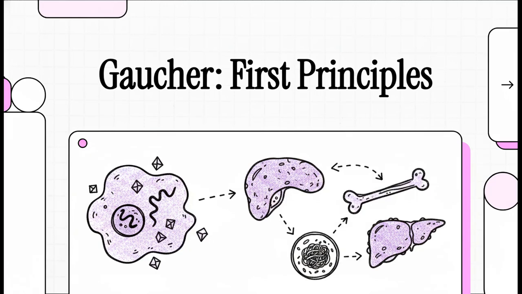Welcome to This Explainer. Today, we're putting on our medical detective hats. We're going to uncover the entire pathophysiology of a truly fascinating condition, Gaucher disease, and we're going to build it from the ground up, starting from one single, tiny, microscopic defect and working our way all the way up to systemic organ failure. All right, let's dive right in.